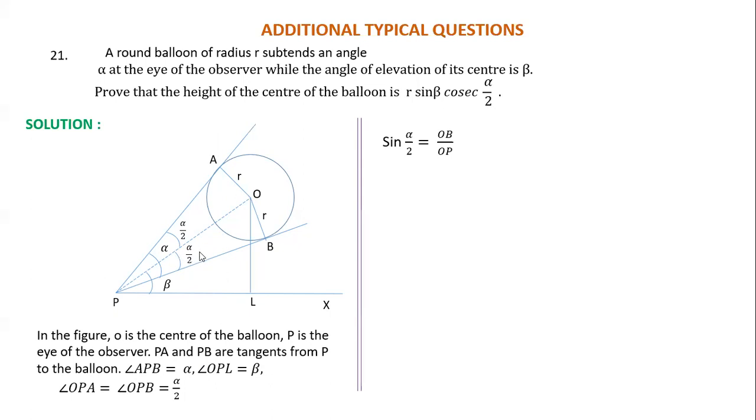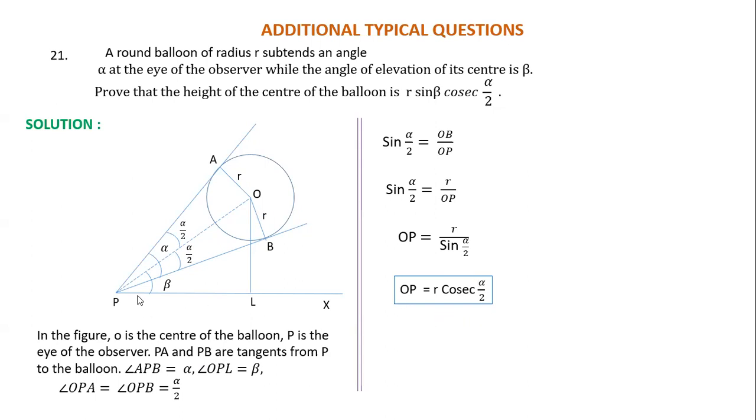take sine of alpha by 2. Sine alpha by 2 is OB upon OP. OB is nothing but the radius, so sine alpha by 2 is equal to R upon OP. Okay, OP is equal to R upon sine alpha by 2. Clear? That means 1 upon sine is cosec, so OP is equal to R cosec alpha by 2.